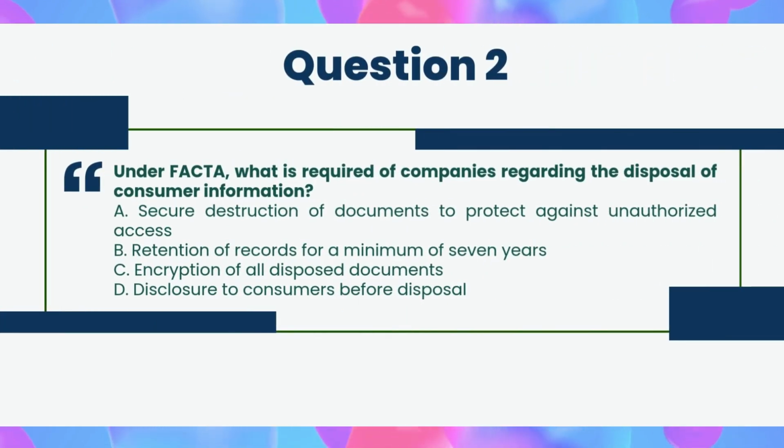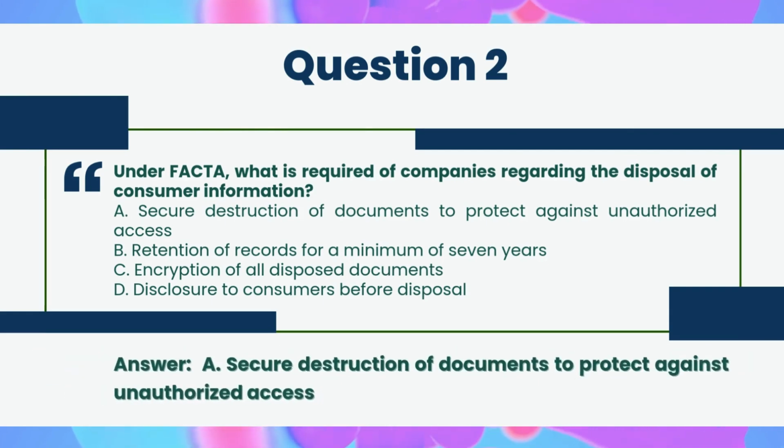Question 2. Under FACTA, what is required of companies regarding the disposal of consumer information? A. Secure destruction of documents to protect against unauthorized access. B. Retention of records for a minimum of 7 years. C. Encryption of all disposed documents. D. Disclosure to consumers before disposal. The answer is A. Secure destruction of documents to protect against unauthorized access. FACTA requires the secure disposal of consumer information to prevent unauthorized access and misuse.